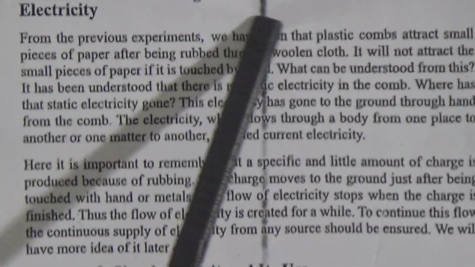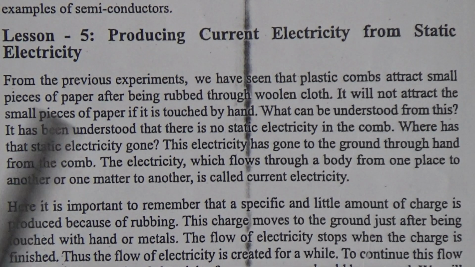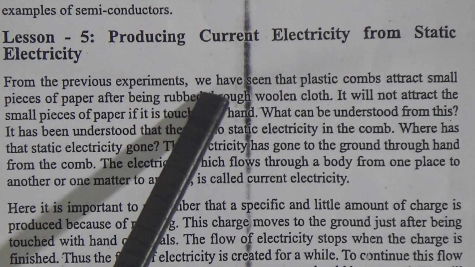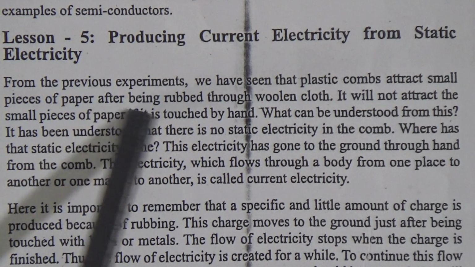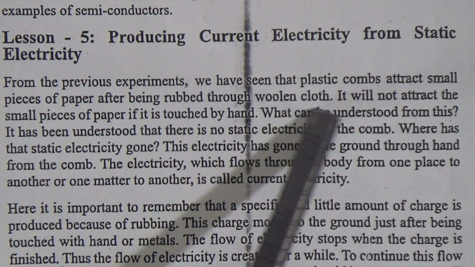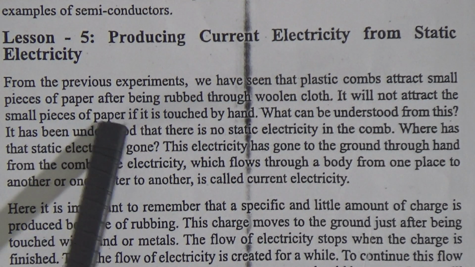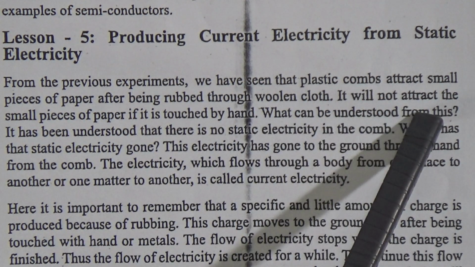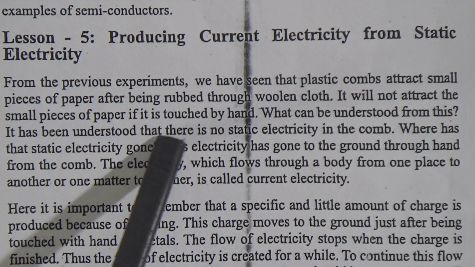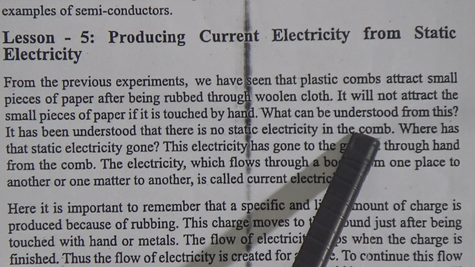Now lesson 5, producing current electricity from static electricity. From the previous experiments, we have seen that plastic combs attract small pieces of paper after being rubbed with woolen cloth. It will not attract the small pieces of paper if it is touched by hand. What can be understood from this? It has been understood that there is no static electricity in the comb.